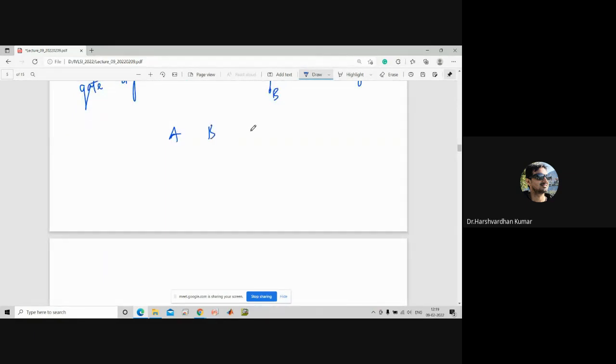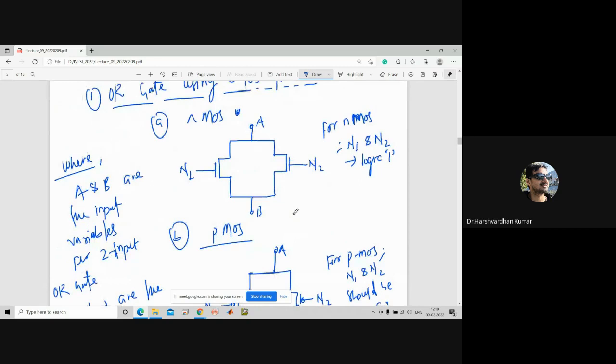A, B, and output, okay. So let us say the configurations are 0 0, 0 1, 1 0, and 1 1. We will try to understand what will happen if both the inputs of this configuration are 0.